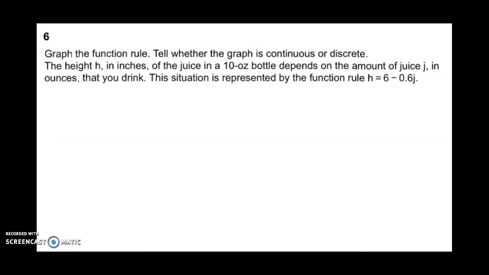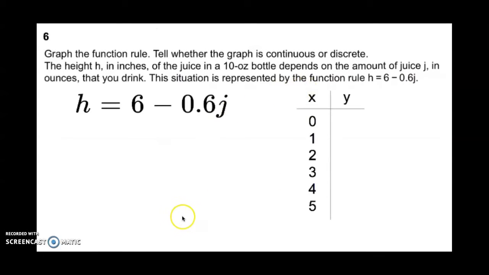So let's do that. So we make our x and y table. I'm going to choose values from 0 to 5. I like to choose a handful. You could also find a table of values on your calculator to see which ones you can graph, but I'll show you that in a different video, how to do that on a calculator. So now, x is going to represent j, and y is going to represent h. So I'm going to substitute these values in for j to find what h or y is, because this is the input and this is the output.